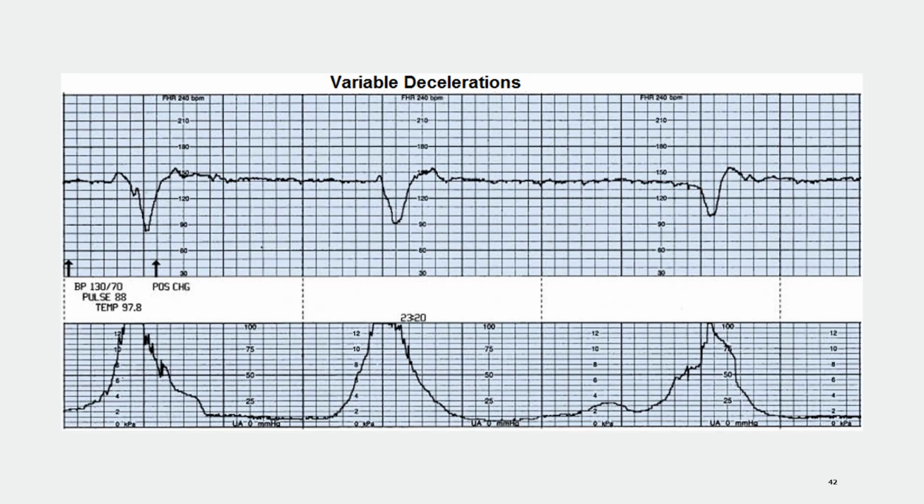Okay, here's a picture of variables. Again, these look a little bit different, but these are clearly variable decelerations, cord compression. You can see here at the end of that, there's a little bit of an increase in the heart rate. These are not accelerations. Those are called shoulders, and it's just a response to the decrease in the heart rate. So it's called an overshoot, and it's just due to the baby's response to the variable. It's not an acceleration.